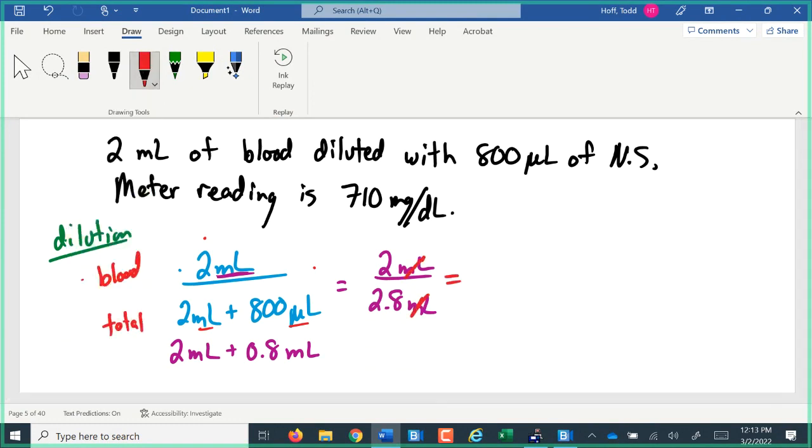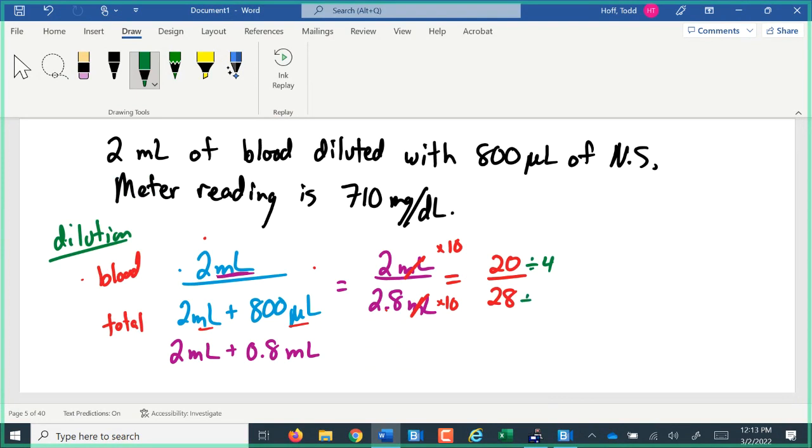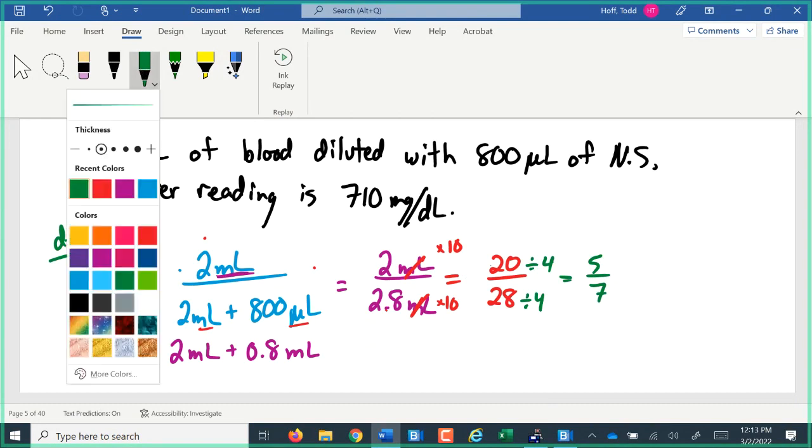2 divided by 2.8. We need to reduce this, but we want it to be whole numbers. So to get rid of that decimal, the first thing I'm going to do is multiply both of those numbers by 10, to get a 20 to 28 ratio. And then I can divide both 20 and 28 by 4. 20 divided by 4 is 5. 28 divided by 4 is 7. So this is a 5 and 7 dilution. That's a very slight dilution. We very slightly decrease the concentration, but it should be enough to make a difference in our reading.